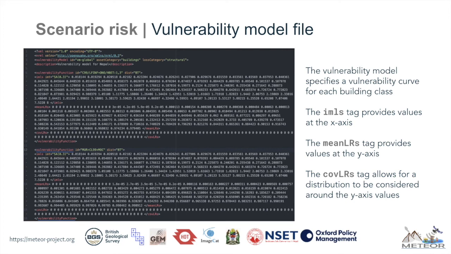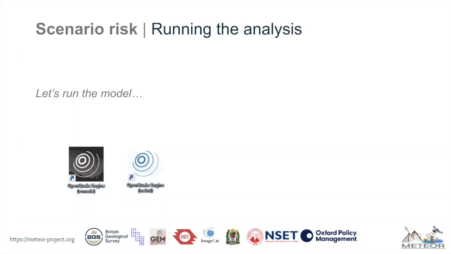Lastly, the COVLRs tag defines a coefficient of variation of the loss ratio at each intensity level. So this defines a distribution around the y-axis values, which are provided in mean LRs. In this particular example, we are considering 0 or no distribution for each of those mean loss ratio values. Now that we've taken a look at our new inputs, let's go ahead and run the scenario risk model.